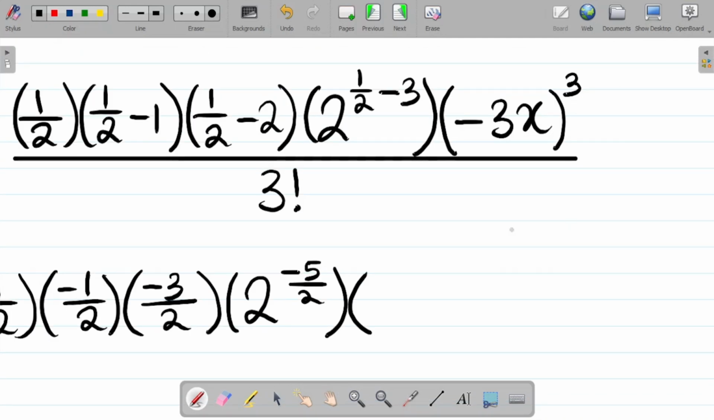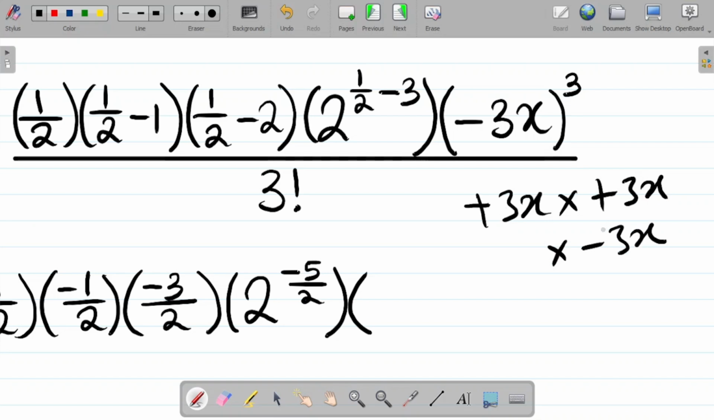3x all to the power 3. That becomes minus 3x multiplied by minus 3x multiplied by minus 3x. That's 3 times. Minus times minus is plus. Plus times minus is minus. 3 times 3 is 9. 9 times 3 is 27. So I have 27.